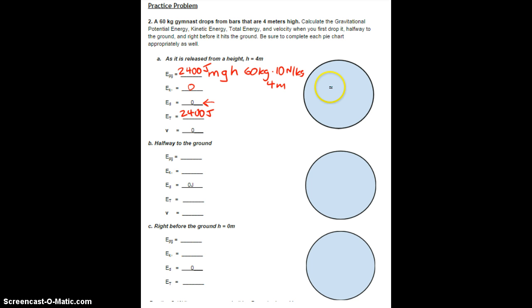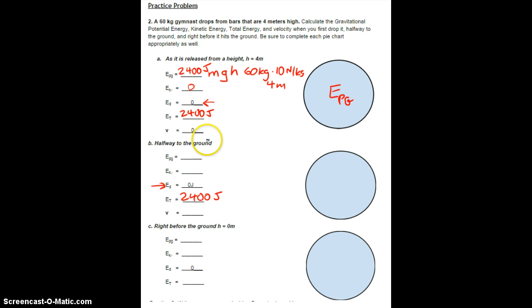And in a pie chart, we can label that as energy, potential, gravitational. The entire pie is due to gravitational potential energy. Halfway to the ground, let's take a look at what our gymnast's energy is. One, we see that our total energy stays the same. We've done no work to this. That is an assumption we've been given, that there's no dissipated energy, and let's see how we end up doing this now. Okay. Halfway to the ground.